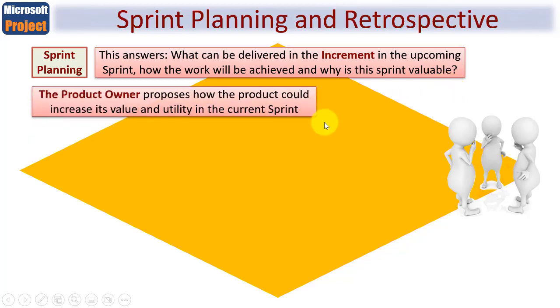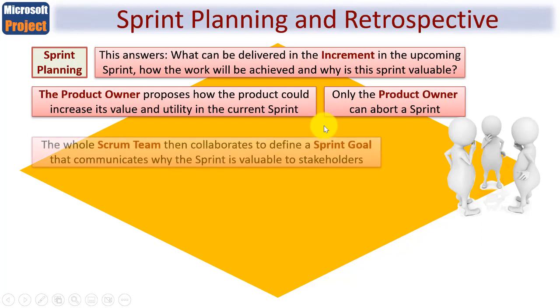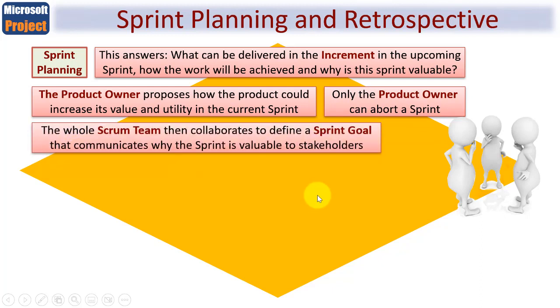It's the product owner role who proposes how the product could increase its value and its use within the current sprint. And should, for whatever reason, the sprint need to be cancelled, it's only the product owner who has the authority to abort a sprint. The whole Scrum team then collaborates to define a sprint goal that communicates why the sprint is valuable to stakeholders. Here's this why question again.